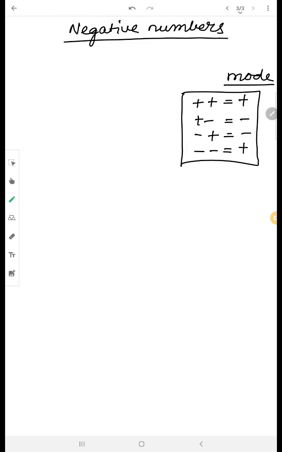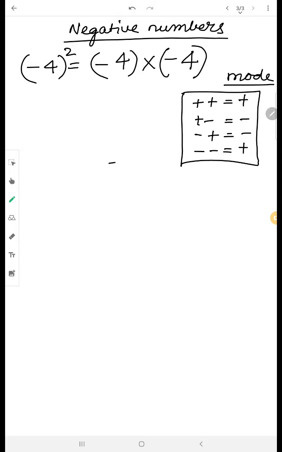You need to memorize. Suppose I have got a number, say minus 4 square. How am I going to write? You must write the minus sign, then 4, then put it in brackets, give the multiplication sign, again minus 4. So minus 4 times minus 4, as you can see here.